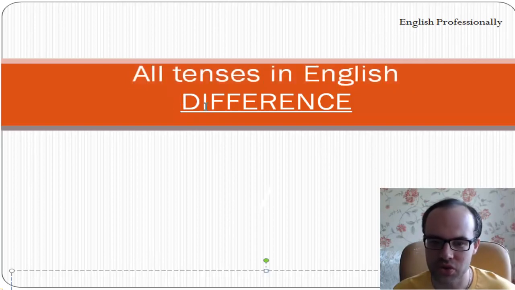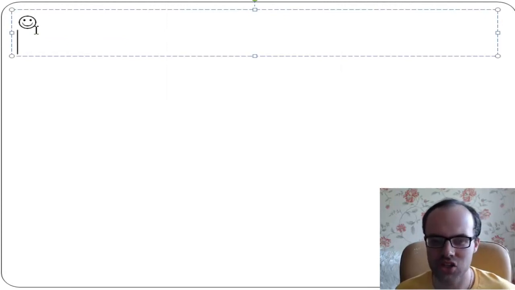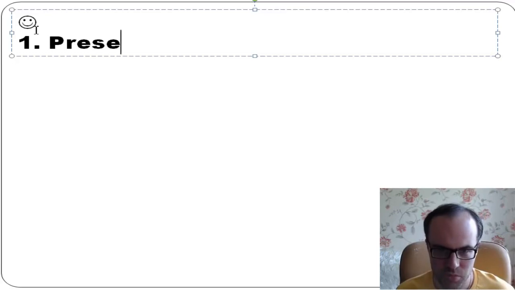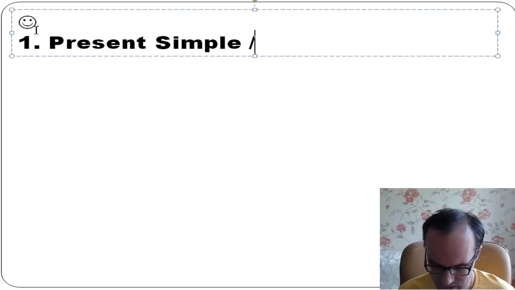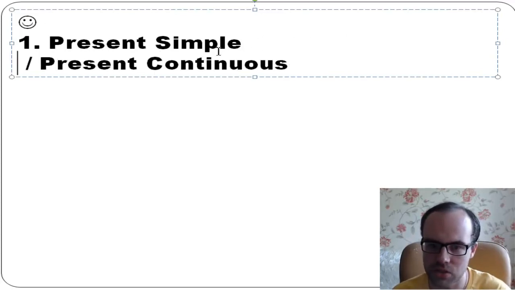So you'll know the difference between all English tenses. It's great. So you know that this course is for you, and let's start with something simple. The difference between present simple and present continuous. Do you know the difference between these tenses?